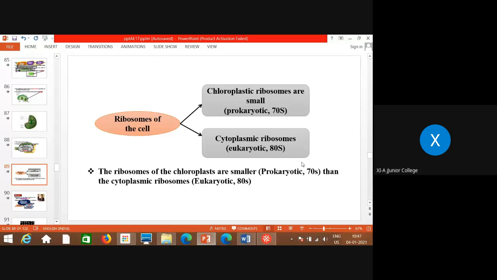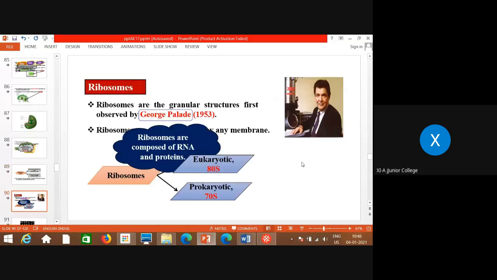Like in mitochondria we discussed that whatever the matrix present, it shows the ribosomes of 70S type. Same here in case of chloroplast also, chloroplastic ribosomes are small, that is prokaryotic type, that is 70S. But the cytoplasmic ribosomes in a single eukaryotic cell, in the cytoplasm, whatever the ribosomes are present, they are of 80S type. So ribosomes of the chloroplast are smaller than cytoplasmic ribosomes.